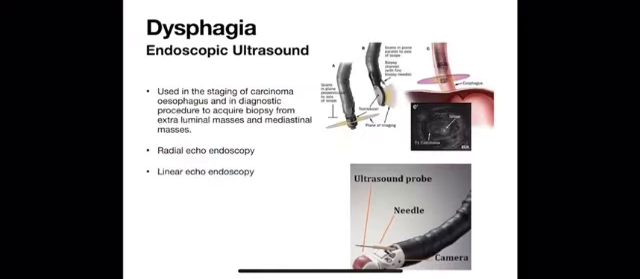Moving on to endoscopic ultrasound. It is used in the staging of carcinoma of the esophagus and can be used for diagnostic procedures to acquire biopsies from extraluminal masses as well as mediastinal masses. It might be a radial echo endoscope, wherein you look in circular concentric patterns, and a linear echo endoscope, wherein you look forward. So in the diagram on the right, A represents a radial echo endoscope and B represents a linear echo endoscope.